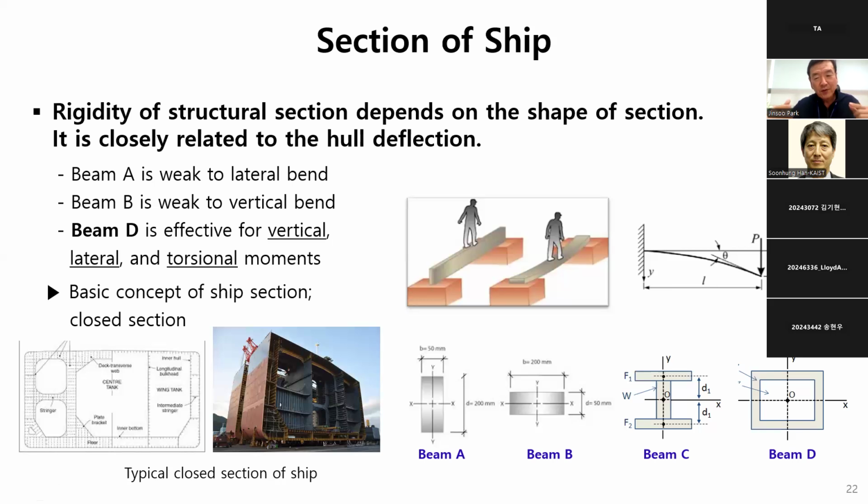So when designing our structure in the initial design, we make the section of the ship a closed section. This photo is a typical section of a tanker. The whole section is closed and inside is composed of very small closed sections.